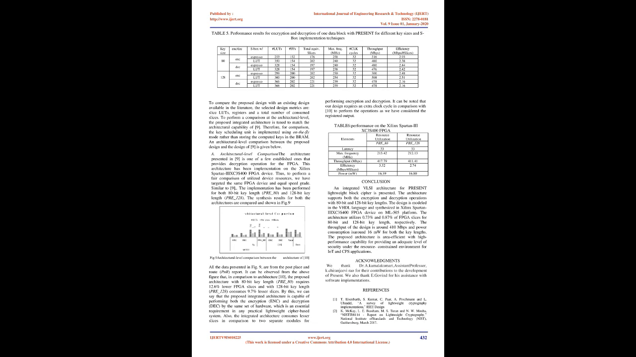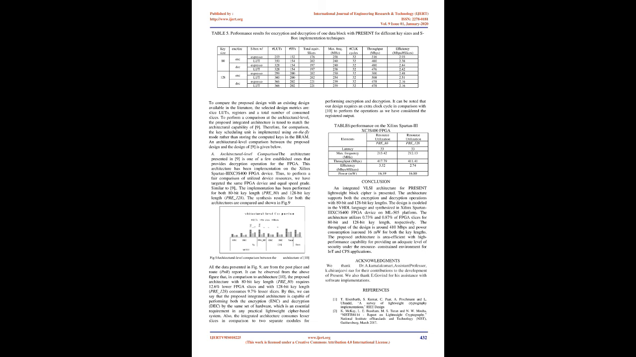Architectural level comparison: the architecture presented in 9 is one of a few established ones that provides decryption operation for the FPGA. This architecture has been implemented on the Xilinx Spartan 3 XC3S400 FPGA device. Thus, to perform a fair comparison of utilized device resources, we have targeted the same FPGA device and equal speed grade. Similar to 9, the implementation has been performed for both 80-bit key length, PRESENT-80, and 128-bit key length, PRESENT-128. The synthesis results for both the architectures are compared and shown in Fig. 9. All the data presented in Fig. 9 are from the post place and route (PNR) report.